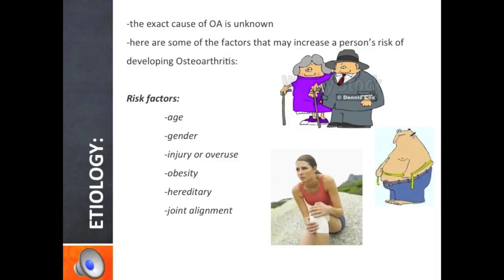While osteoarthritis results from deterioration or loss of the cartilage, which is the part of the joint that covers the ends of the bones, the exact cause of osteoarthritis is unknown. Joint damage can be due to repetitive movement or wear and tear. Listed are some of the risk factors that increase a person's risk of developing osteoarthritis: age, gender, injury or overuse, obesity, hereditary, and joint alignment.